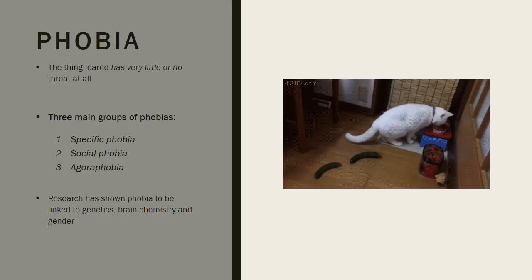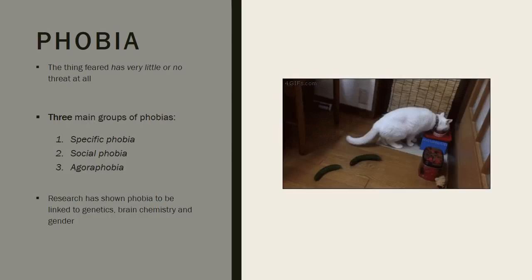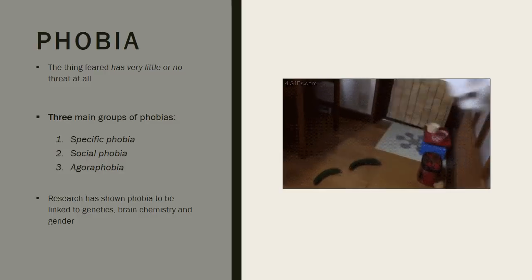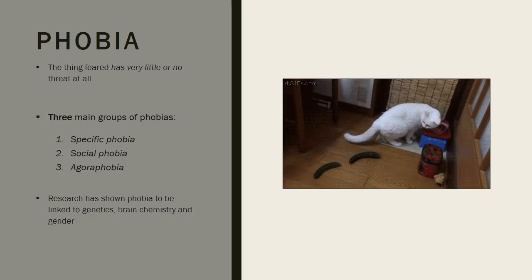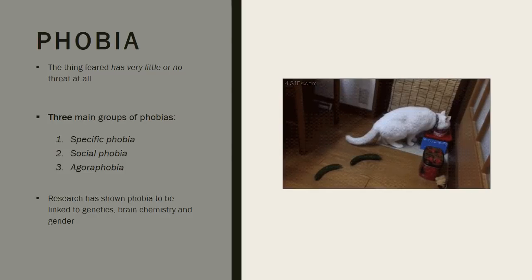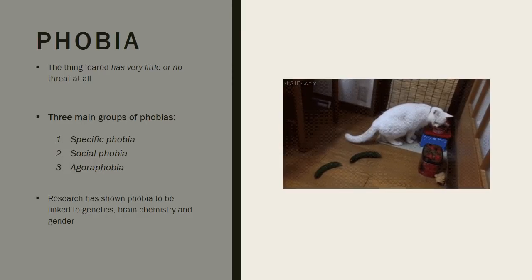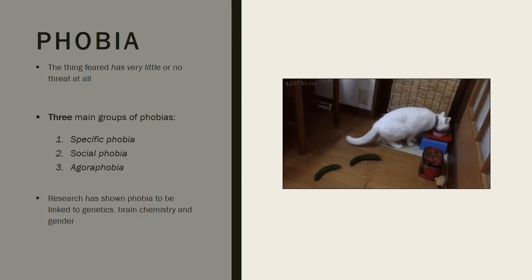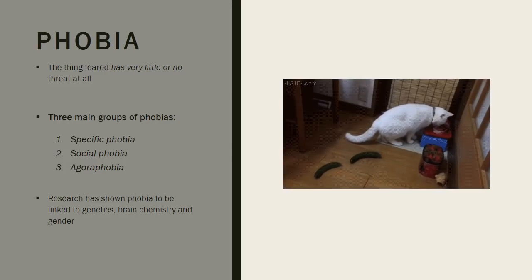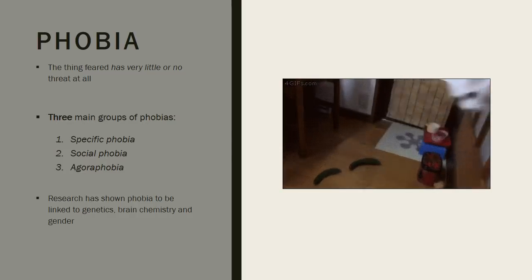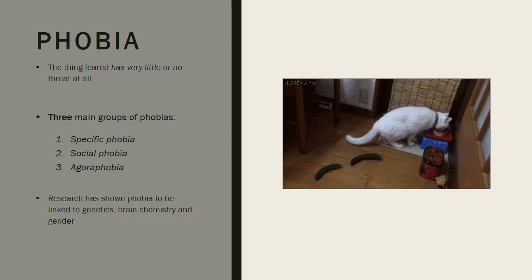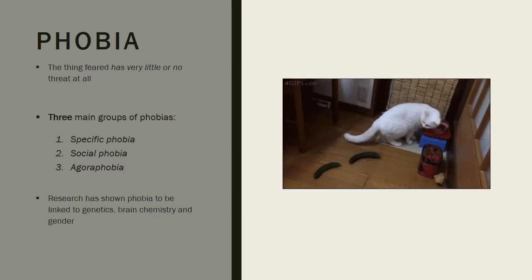So there are three main groups of phobias. We have specific phobia, so this is usually a phobia towards objects such as chairs, spiders, animals, that sort of thing. So they're the most common type of phobia. And then we have social phobia, so that's, as the name suggests, interacting with others. And then we also have agoraphobia. Agoraphobia is a bit different from specific phobia because specific phobia is objects, whereas agoraphobia is the fear of places and situations because it causes panic, helplessness, or embarrassment.